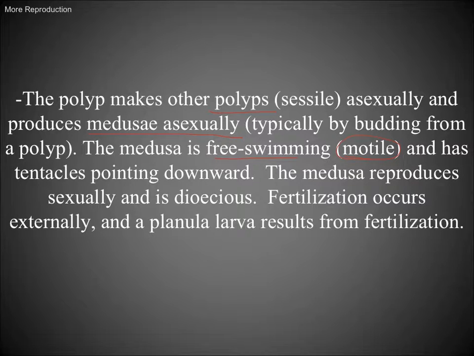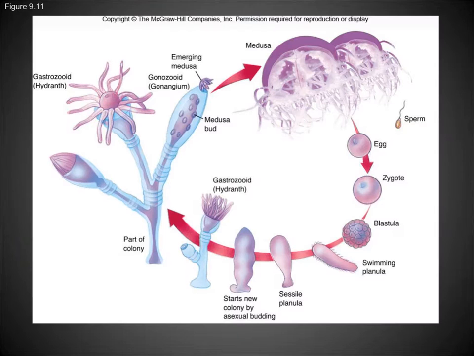That's where we can consider these guys to be in the group of animals, and usually the tentacles are pointing downward. The medusa will reproduce sexually, and they're dioecious. So remember, that means you'll have males in one body and females in the other. Fertilization is going to occur externally, and then you're going to have planula larvae that will result from fertilization, that will settle and start all over again.